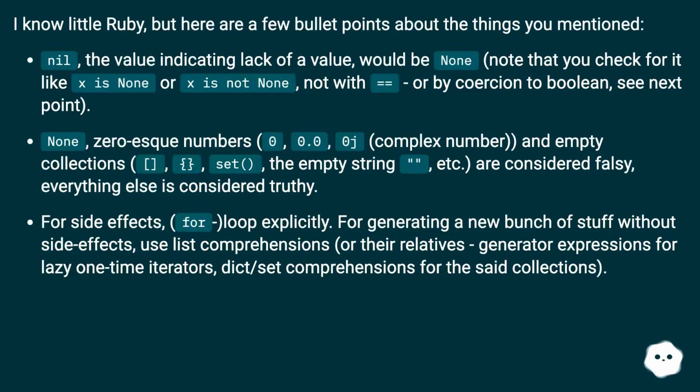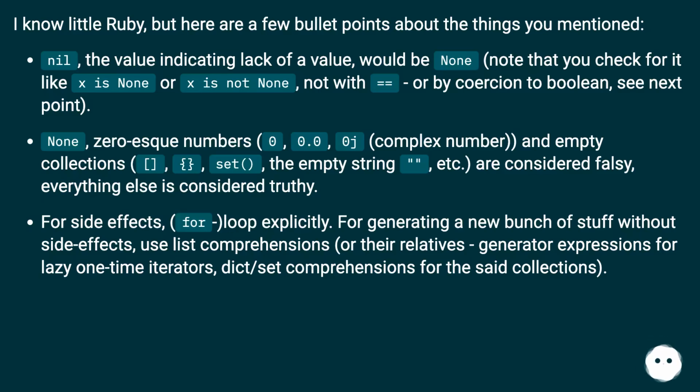I know little Ruby, but here are a few bullet points about the things you mentioned. Null, the value indicating lack of a value, would be None. Note that you check for it like x is None or x is not None, not with == or by coercion to boolean, see next point. None, 0 numbers (0, 0.0, 0j, complex number), and empty collections (the empty list, set, the empty string, etc.) are considered falsy, everything else is considered truthy.